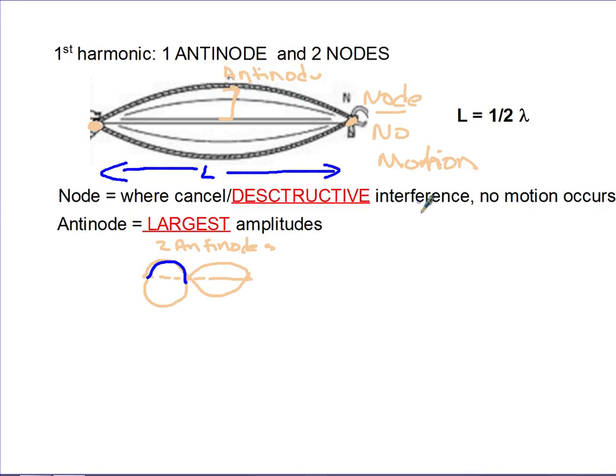Now, one antinode is 1/2 of a wavelength. So in this case, L is going to be 1/2 of a complete wavelength. And this tells me the wavelength of this wave is going to be twice whatever the length of my string is.